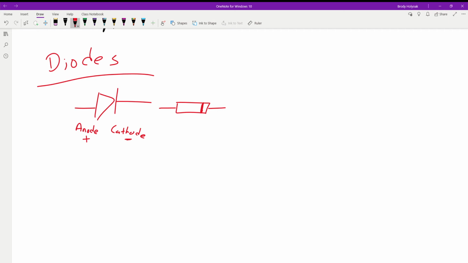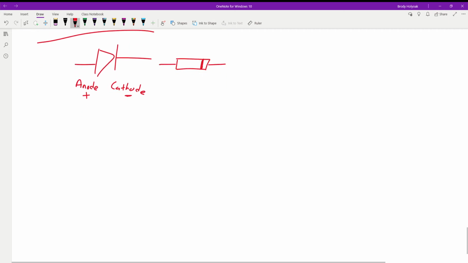The LEDs are a little bit easier because they have the flat. Zeners, regular ones, are all going to look like this guy. When we put them into a circuit, we have to determine if they're forward bias or if they're reverse bias. Okay?